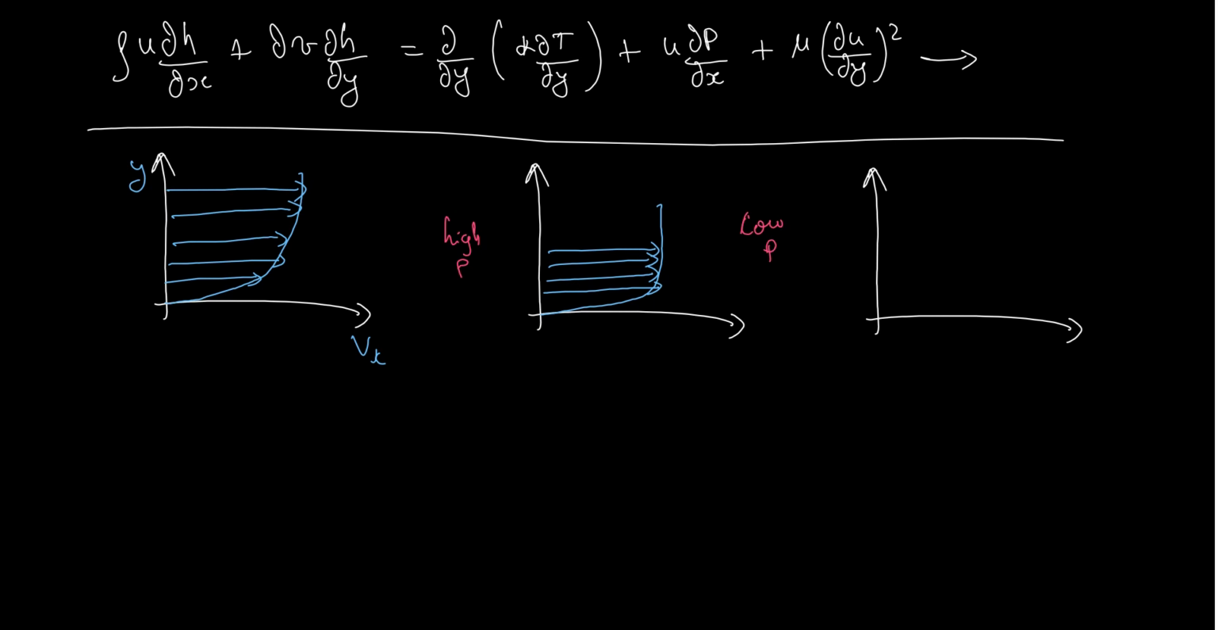And suppose I have the next case, as you might have guessed, I have a low pressure region on this side and a high pressure region on this side. What happens is, this is not a favorable gradient, this is called an adverse pressure gradient.